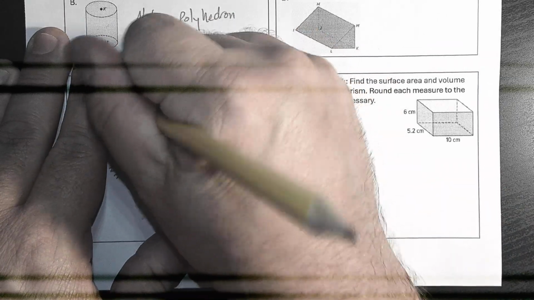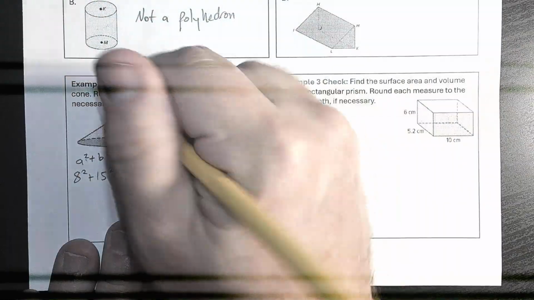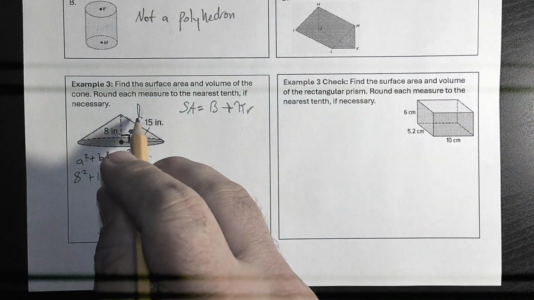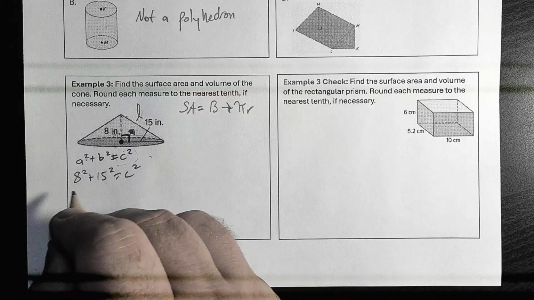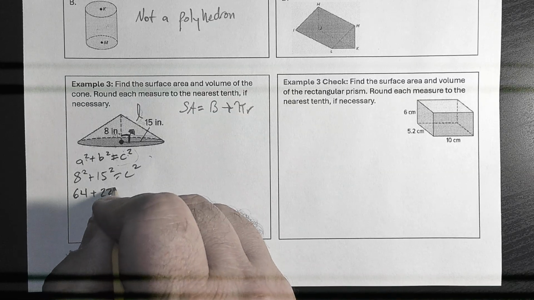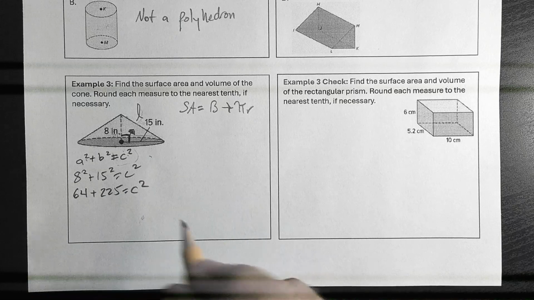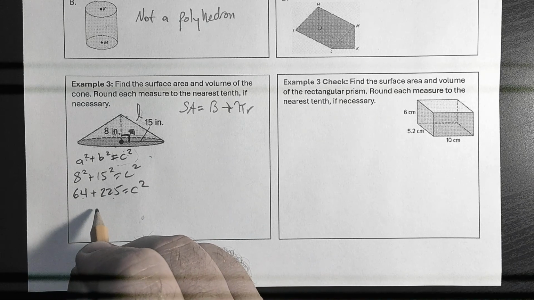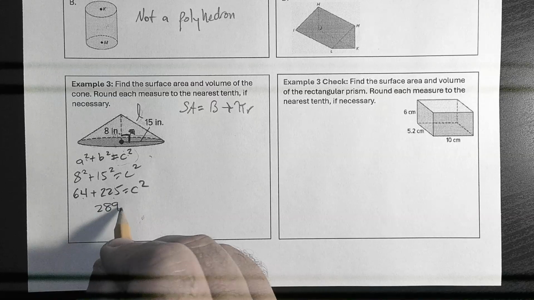Let me redo this. This is terrible. All right, cursive L. That's what the c squared is going to be. We're looking for that side. All right, so 8 squared is 64. 15 squared is 225. All right, so I add these two together. 64 plus 225 is 289.